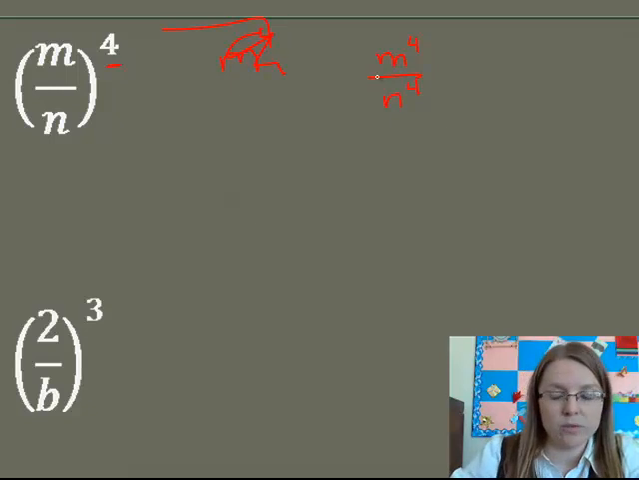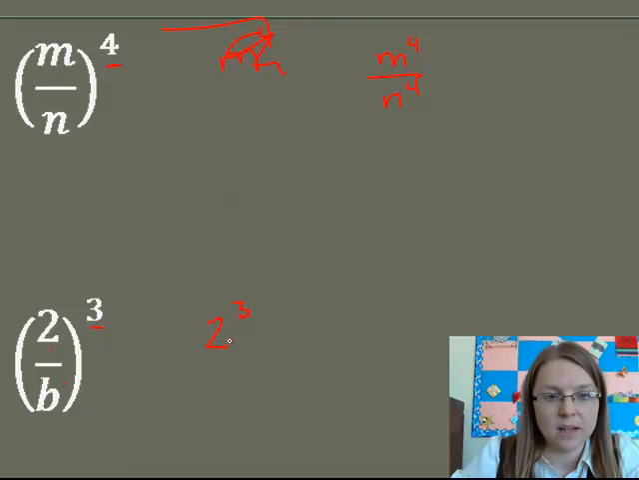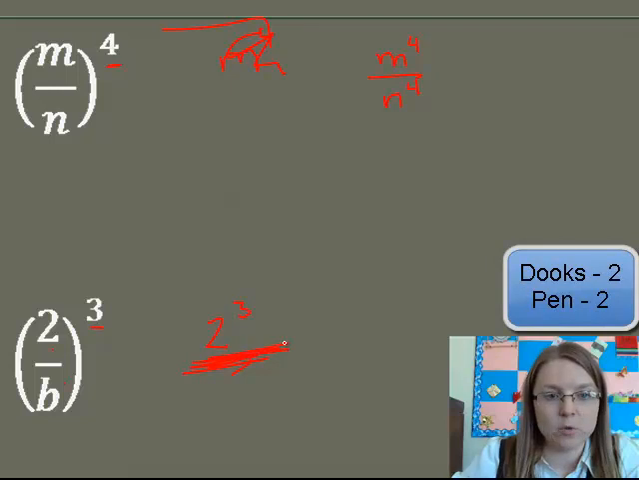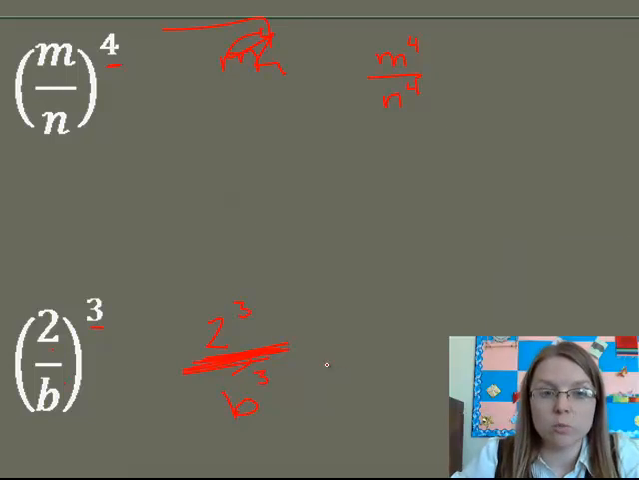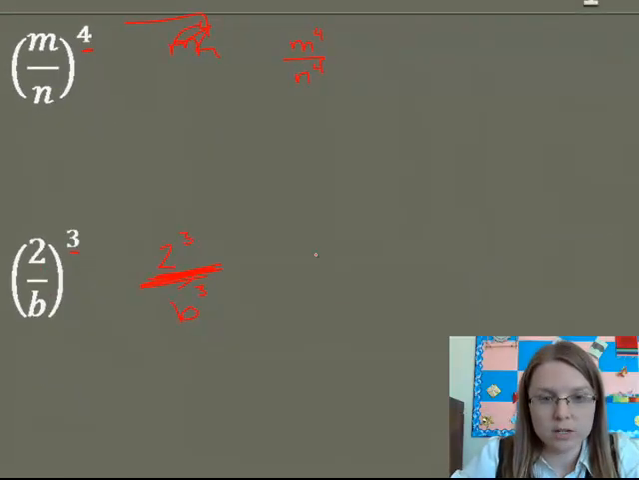So let's look at another example. So we have 2 over b, and all of that is cubed. So that cubed needs to get applied to the 2, and it needs to get applied to the b. So we're going to take 2 and apply the cube to that. And we're going to take b cubed. So we can actually solve out 2 cubed. So that gives us 8 over b cubed.